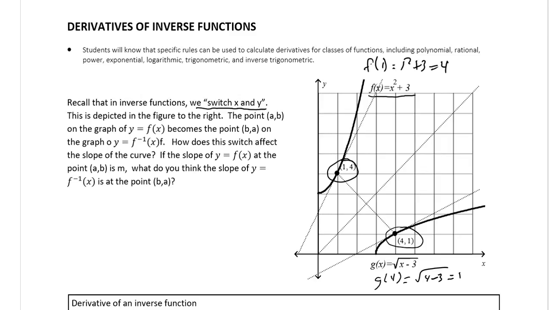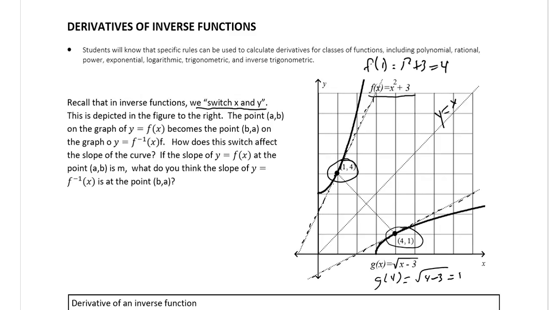We also remember about inverse functions that their graphs are reflections over the y equals x line. So you can see how it's a reflection. They're the same graph, just reflected over the y equals x line. Okay, so you can see that we've drawn in the line that's tangent to the point (1, 4) on f of x, and the line that's tangent to the point (4, 1) on g of x.